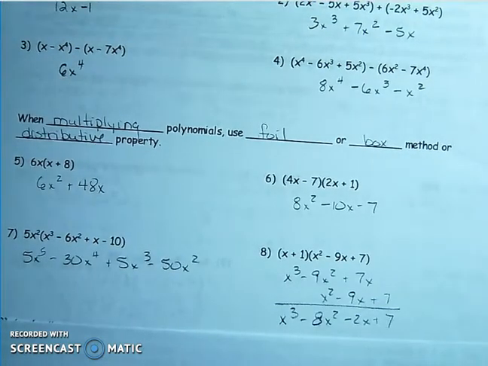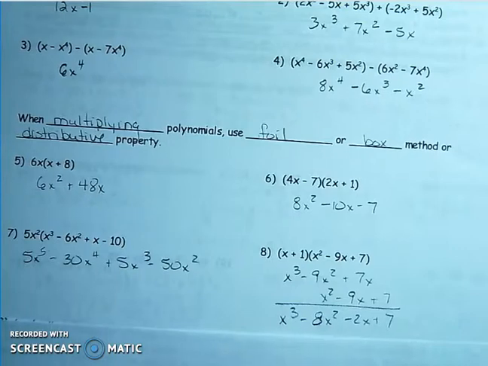Alright, the answers to number 5 through 8 are 6x squared plus 48x, 8x squared minus 10x minus 7, 5x to the 5th minus 30x to the 4th plus 5x to the 3rd minus 50x squared. Goodness. And then 8 is x to the 3rd minus 8x squared minus 2x plus 7.